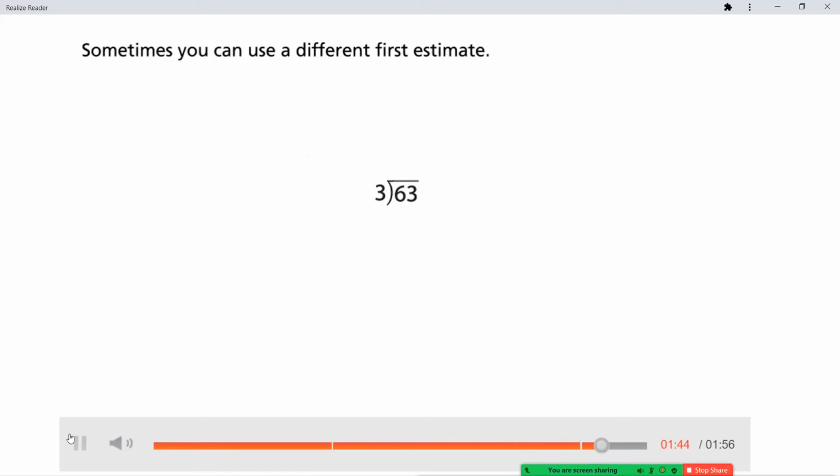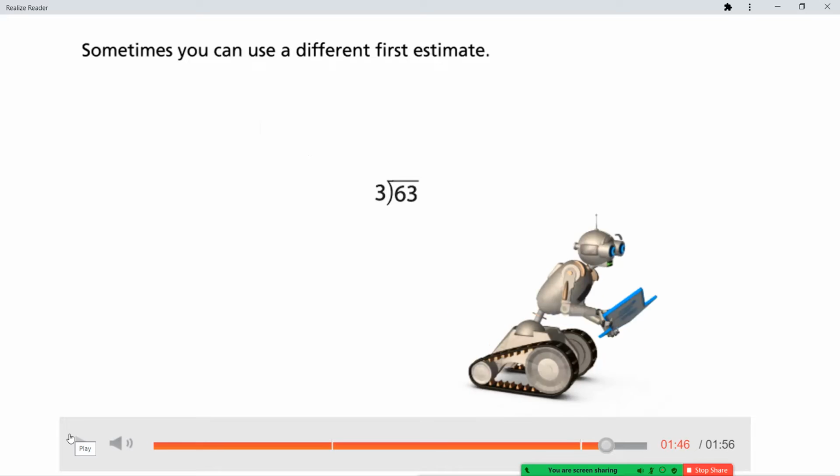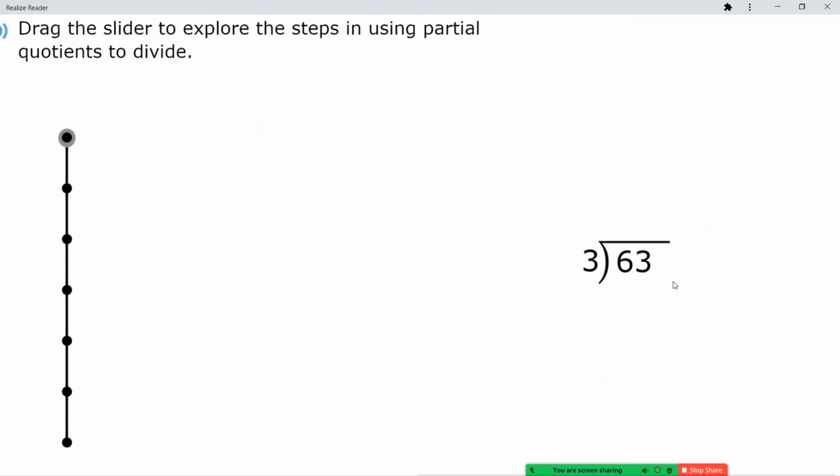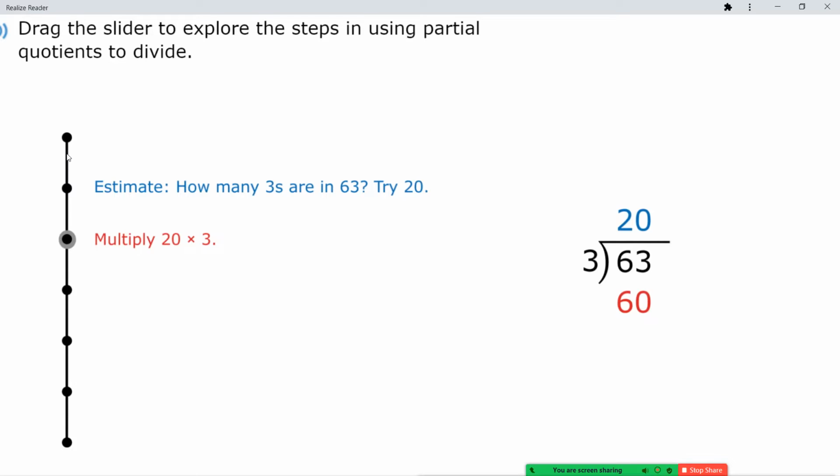Sometimes you can use a different first estimate. Now here it says drag the slider to explore the steps in using partial quotients to divide. So maybe you didn't want to start with 30 as your first number. You could have started as how many groups of 3s are there in 63? So they said 20, because we know 3 times 2 is 6. So 3 times 20 is 60. So they put 20 on top as their first partial quotient.